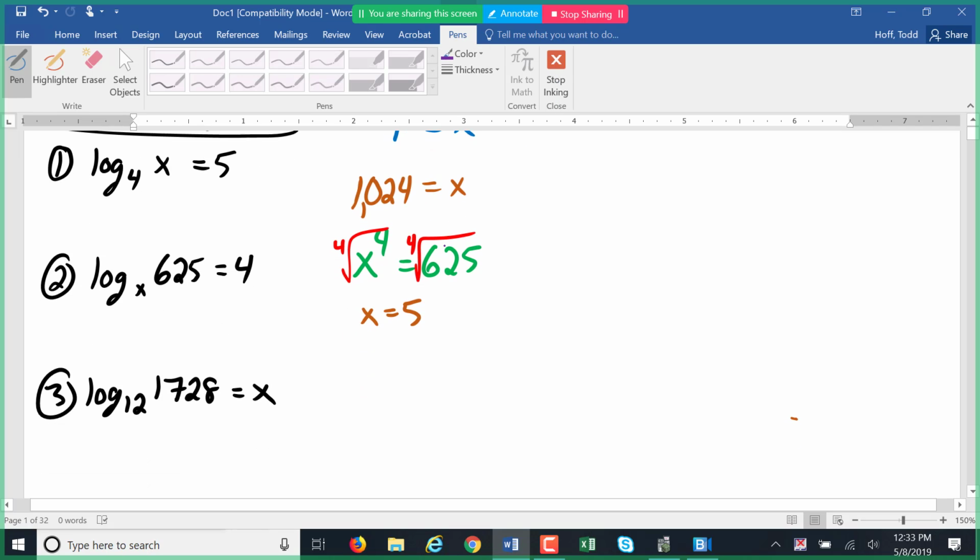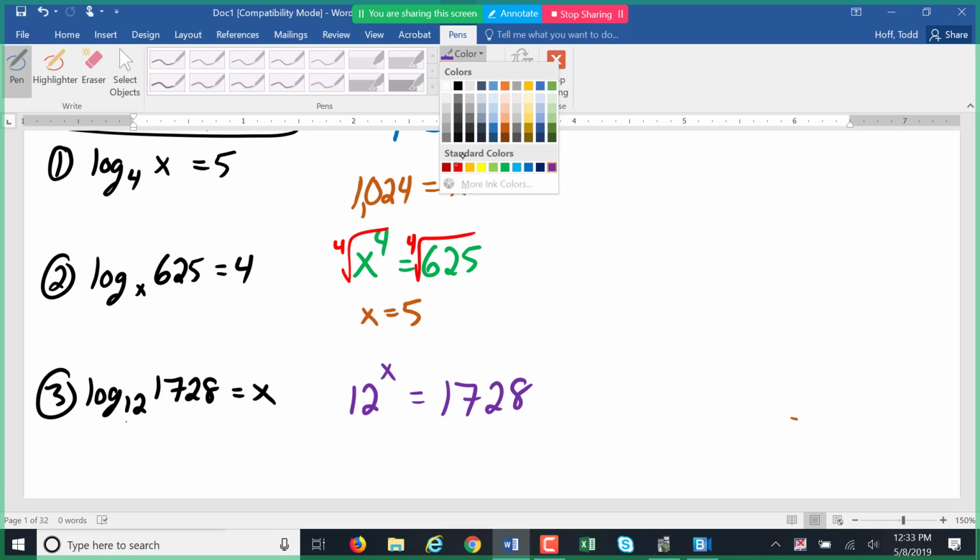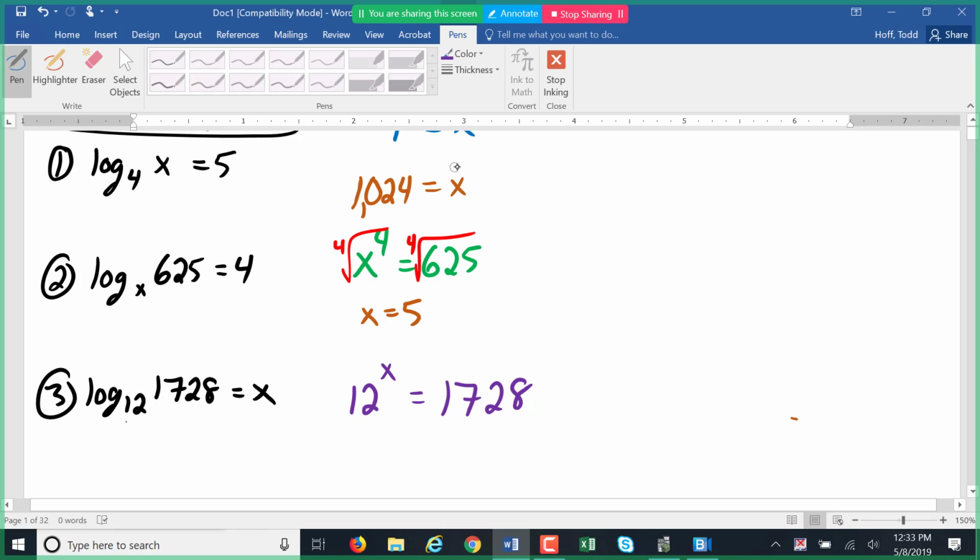Number 3, log base 12 of 1728 equals x. That's saying 12 to the power of x equals 1728. What does x have to equal? Three is correct. 12 to the power of 3 is 1728.